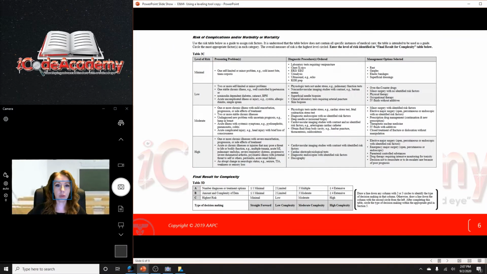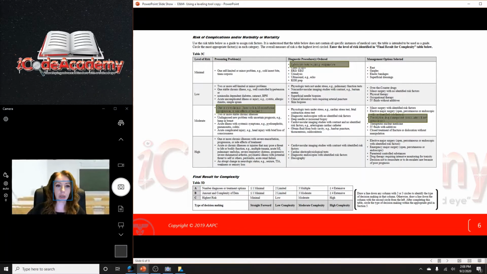And moving on to the risk of complications or morbidity or mortality. When you're going through the documentation, you want to make sure that you're either circling, highlighting, or drawing an X through whatever is appropriate for the specific encounter you're working with. So let's stick with the same encounter and say the provider has ordered some labs as well as written a prescription, and we have 1 or more chronic illnesses with mild exacerbation or progression of the side effects. So here you can see that we're kind of all over the place as far as minimal and moderate risk. So which one do we want to be choosing?